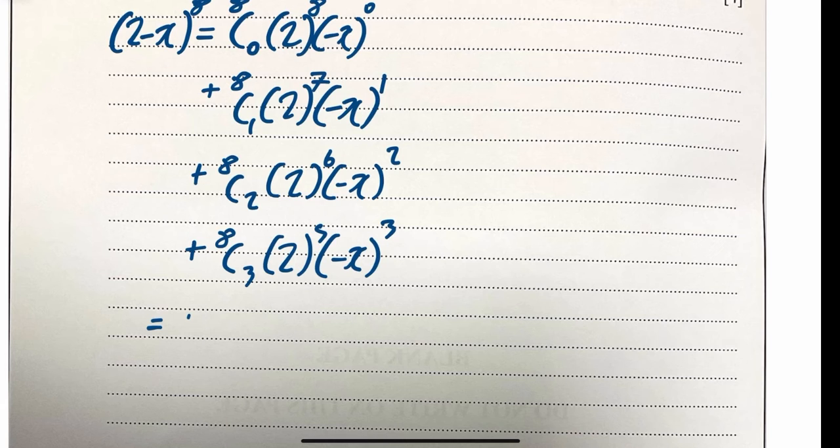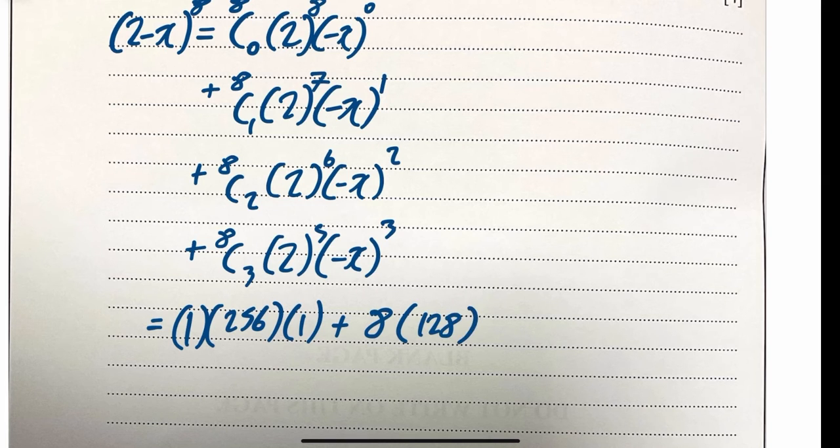8c0, I don't need to do that on my calculator, it's just 1 times 2 to the power of 8. And 2 to the power of 8, I will just do to check, is going to be 256. Anything to the power of 0 is just going to be 1. My next term then is 8c1, which is just going to be 8 times 2 to the power of 7. 2 to the power of 7 is going to be 128 times minus x. And then I've also got my next term, 8c2.